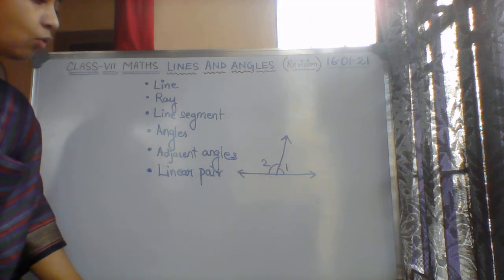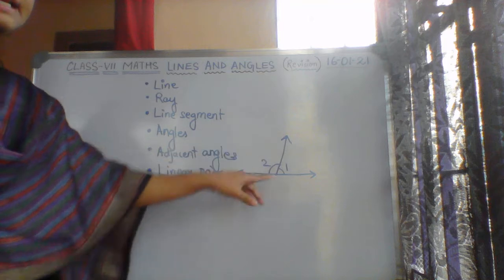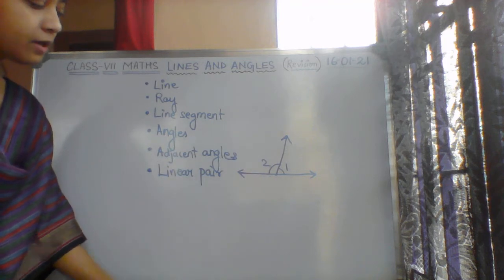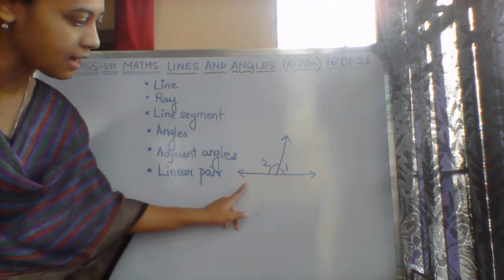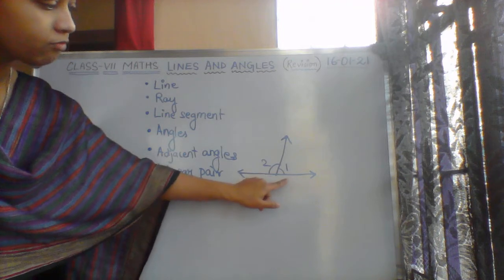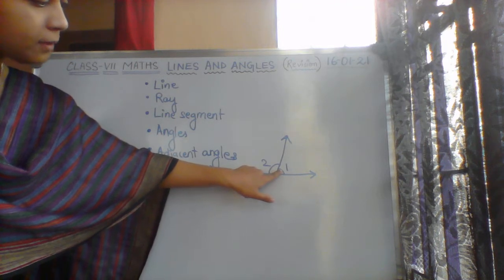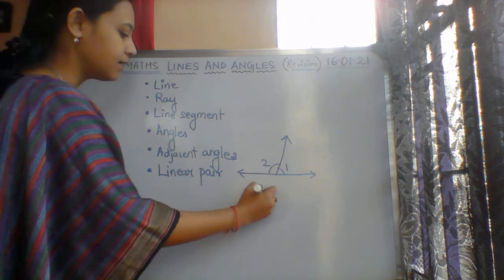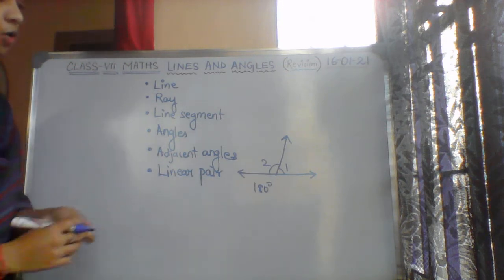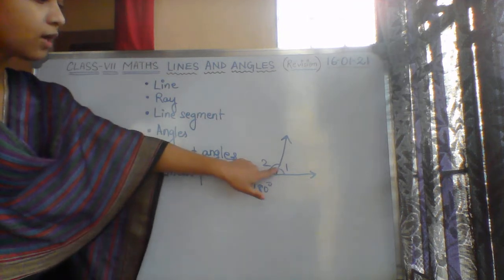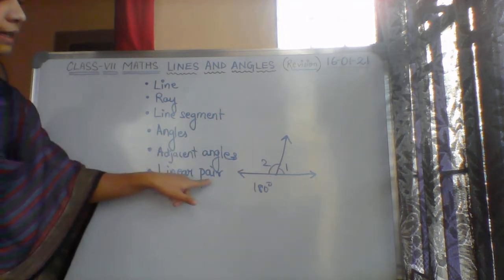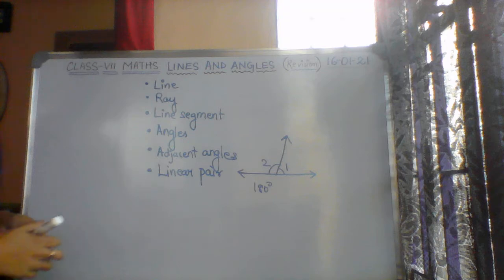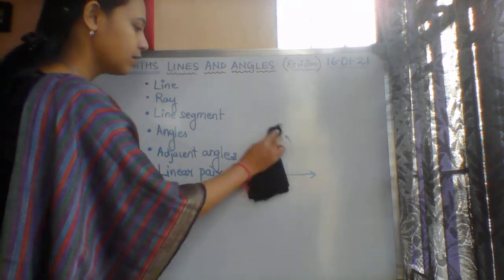Okay, now they are forming the linear pair also. How? Because they are forming the straight line. If you add angle 1 measurement and angle 2 measurement, you will get 180 degrees. So we say angle 1 and angle 2 are forming the linear pair. I hope this one is also clear.